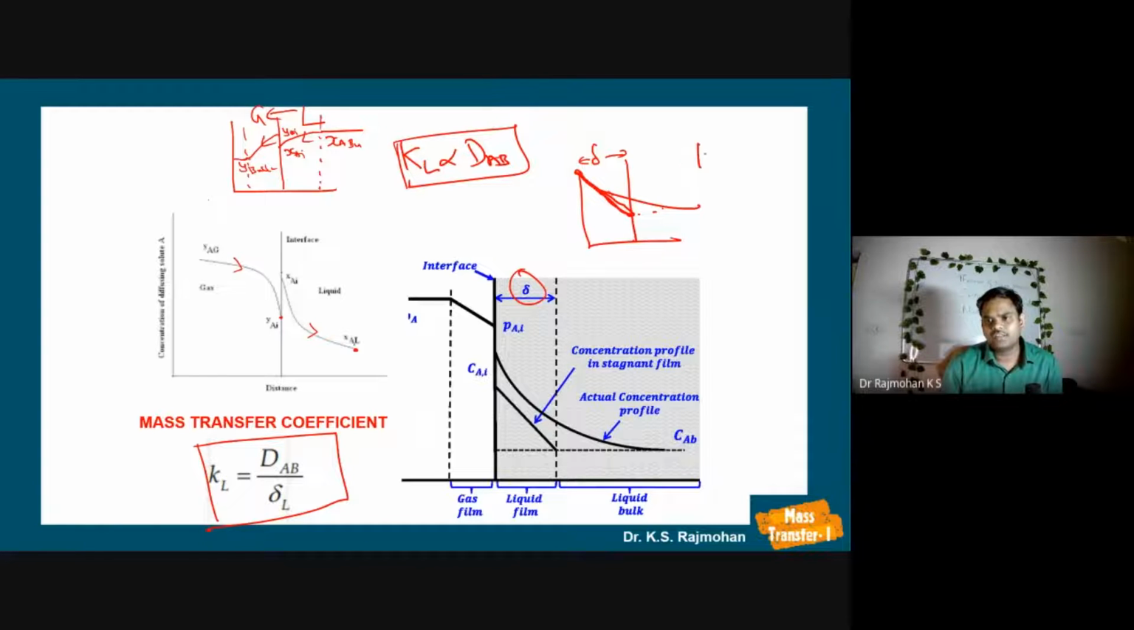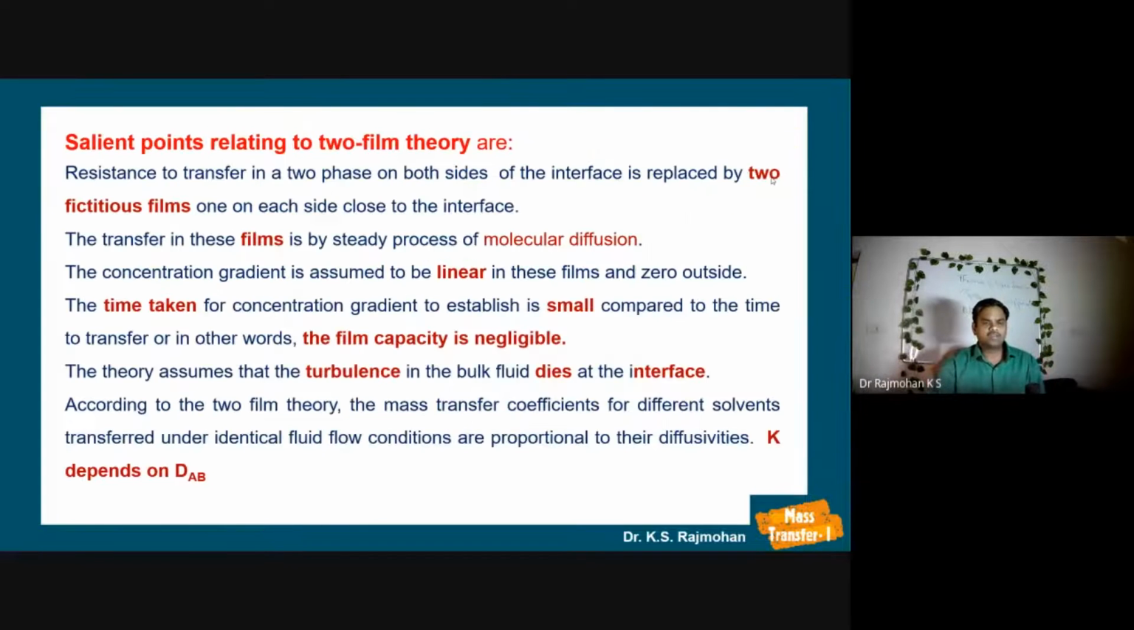In general, if we say the mass transfer coefficient is proportional to DAB power n, we can say that n equals 1 for two film theory. We will see what this DAB power is for other theories also. If we summarize the salient points related to two film theory, we can just go through it.